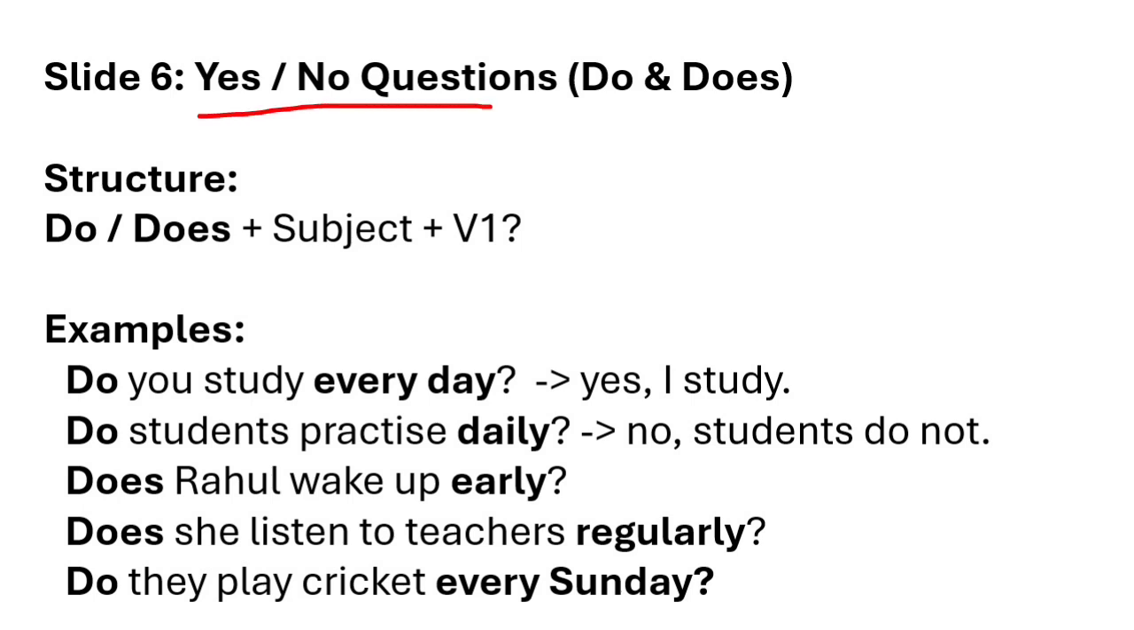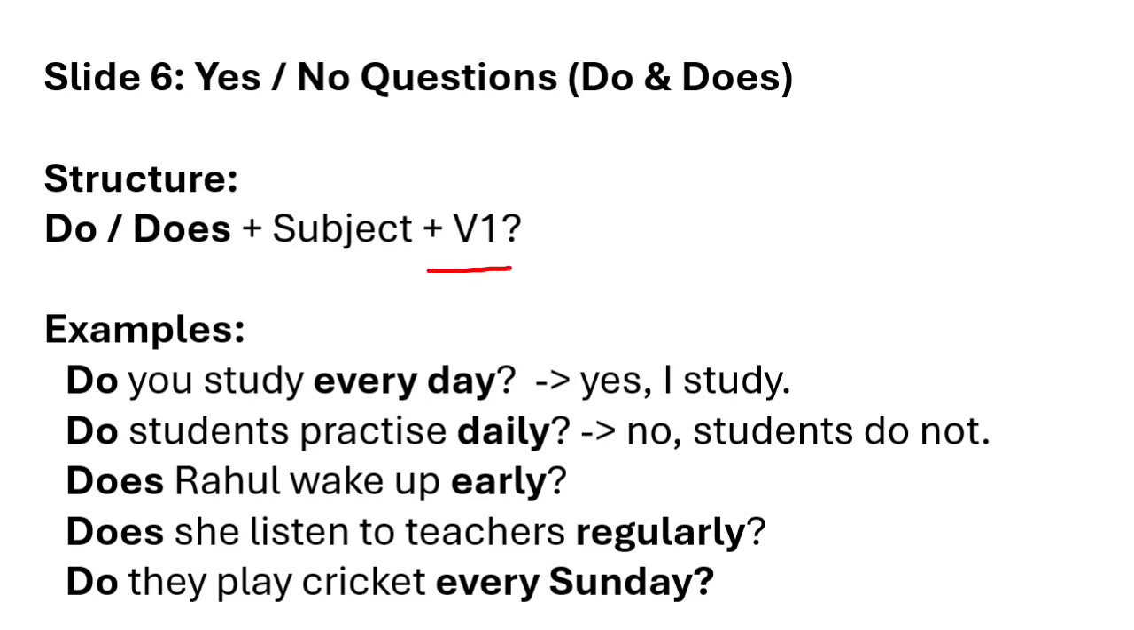Now let's see yes-no questions. These questions start with do and does. Now see the structure. First we use do or does according to the subject, and after that the subject, and after that we use the first form of the verb.